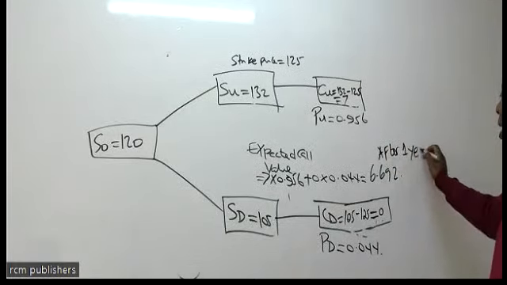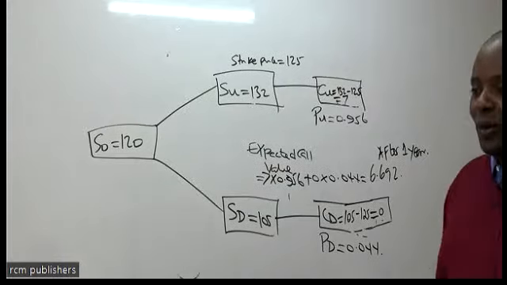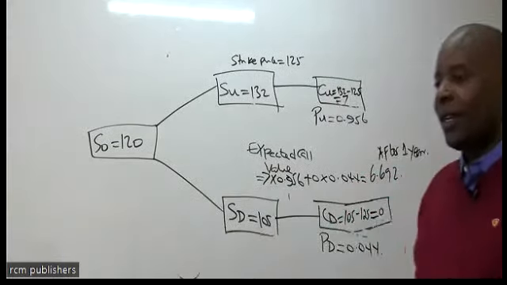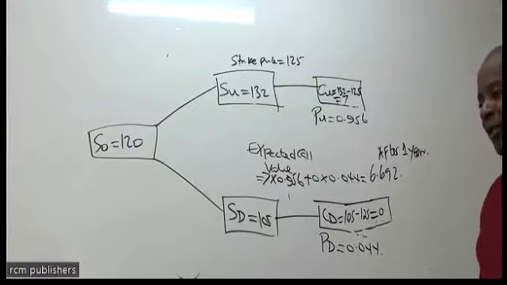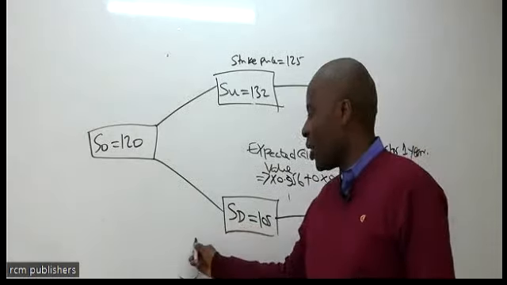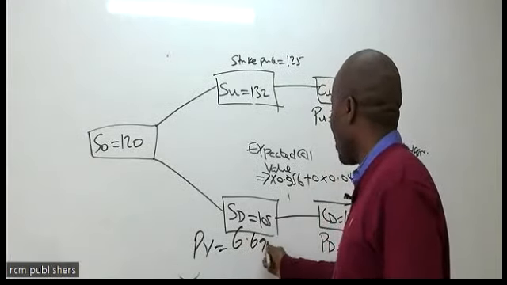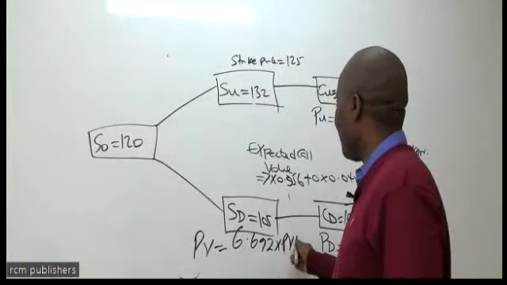After 1 year. So then what do you think will be the last thing to be done? Discounting, isn't it? So come and give us the present value, which will be 6.692 times PV.